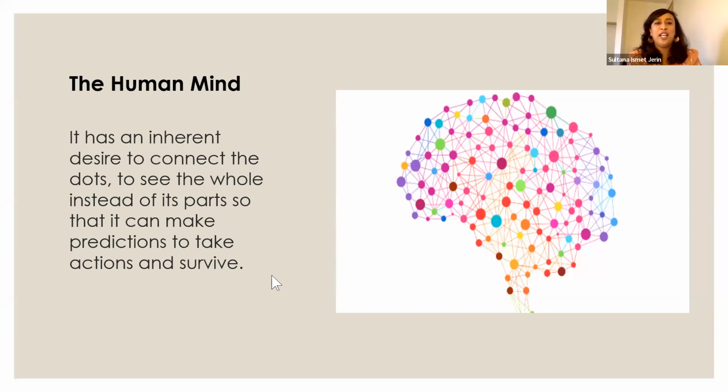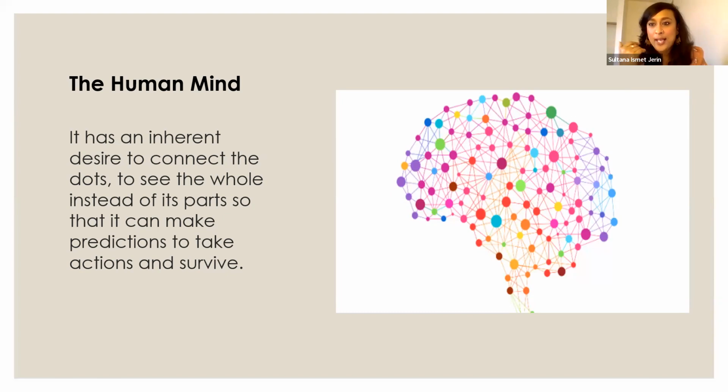The statement I want to begin with is the nature of the human mind. It has an inherent desire to connect the dots, to see the whole instead of its parts, so that it can make predictions, take actions and survive. So our brain is always trying to make predictions, just to survive as a physical being. Even all the animals are predicting all the time. We need it because otherwise we'll be dead.